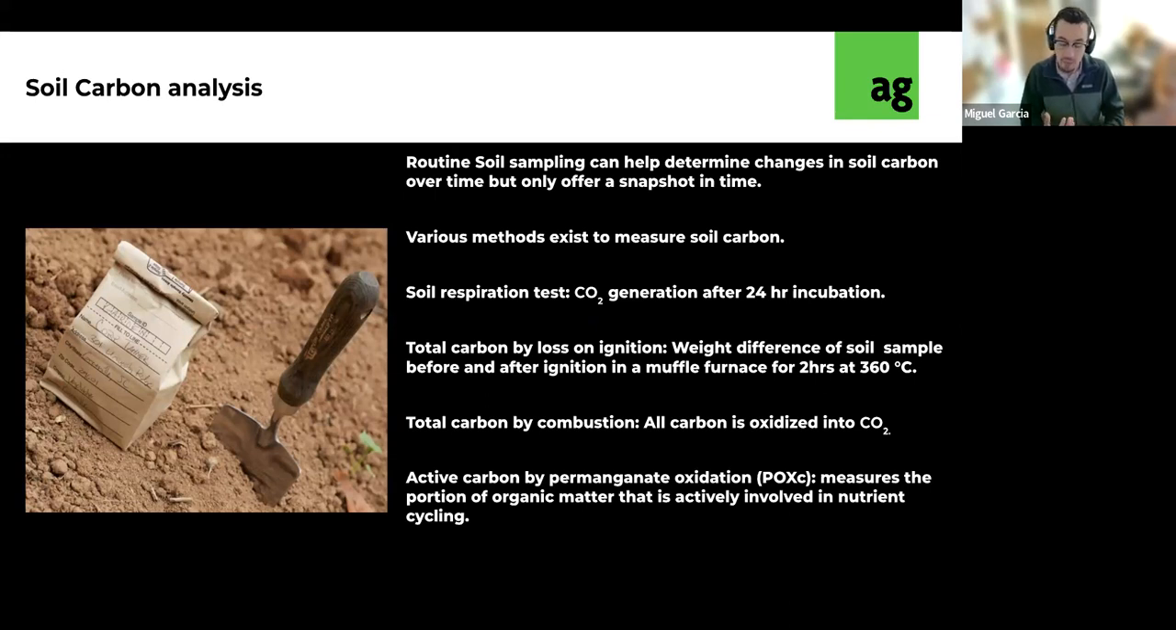So when it comes to carbon and what the labs can tell us, there are different methods that will give you different pieces of information. So I'm going to walk you through some of the most widely used methods for measuring carbon. The first one would be soil respiration.